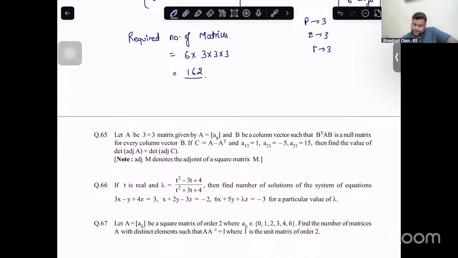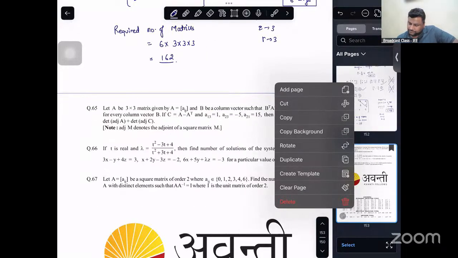So let's do it. A is a 3 by 3 matrix given by this. B is a column vector such that this. Now see. A is a 3 by 3 matrix. This is question number 65.